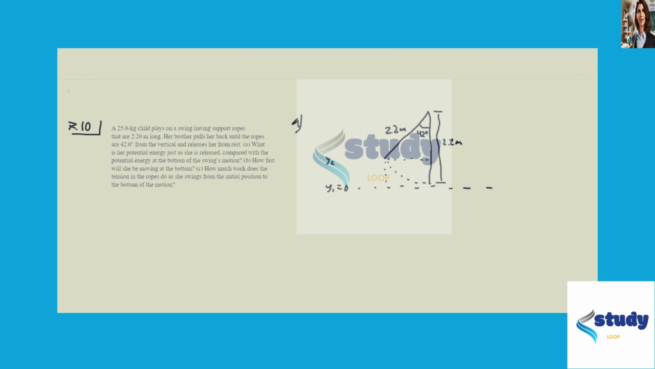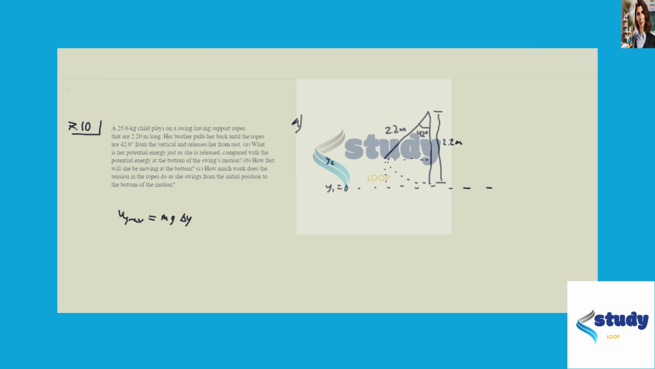Okay, so we have some distances and we have some angles. So let's go ahead and try to figure out what we need. So we have the U gravity, and that's going to be equal to mg times some difference in height. Okay, so what's this difference in height? That's just going to be y2 minus y1. y1 is 0, so we just need to find y2.